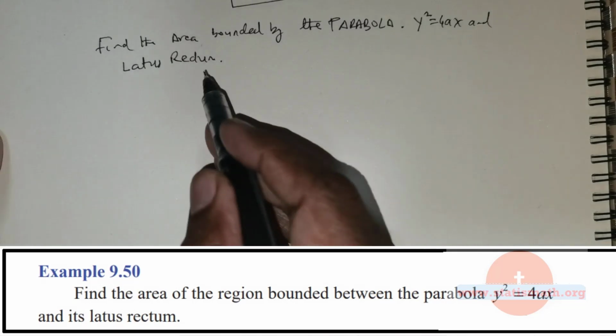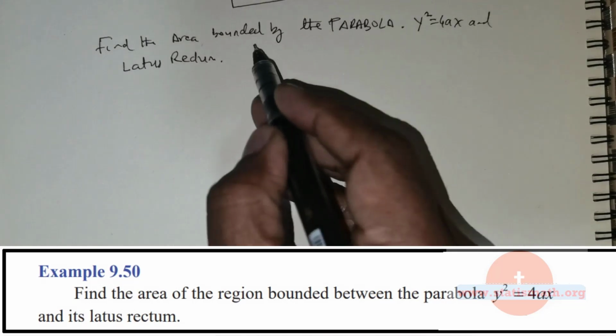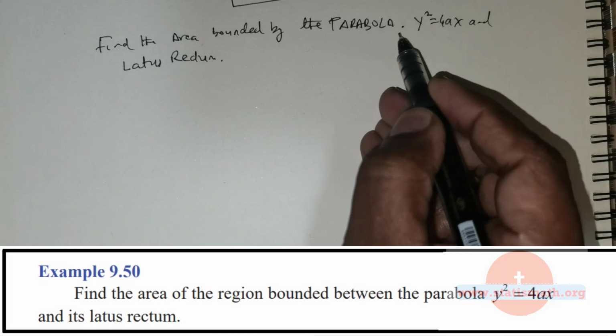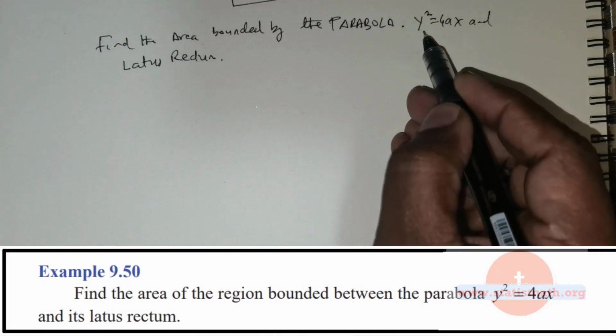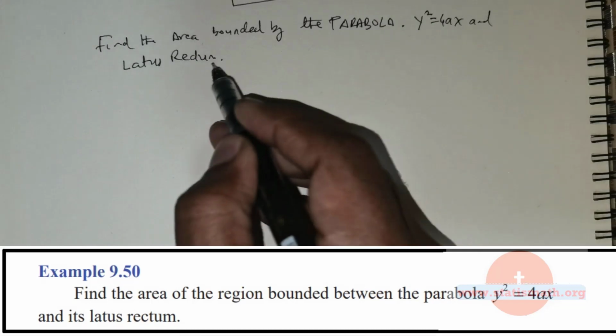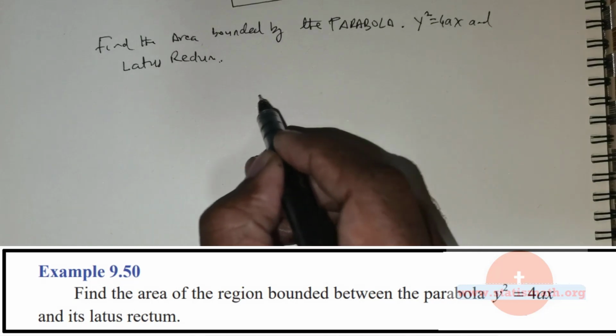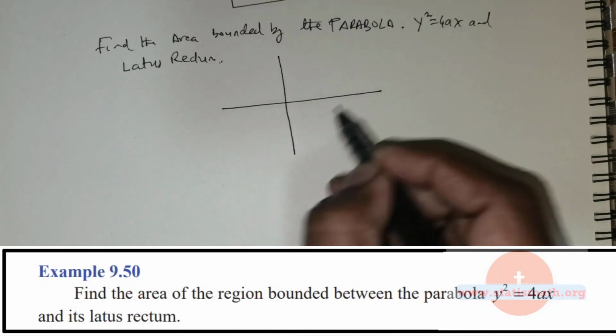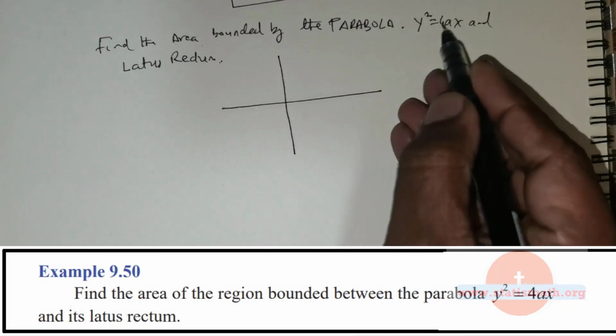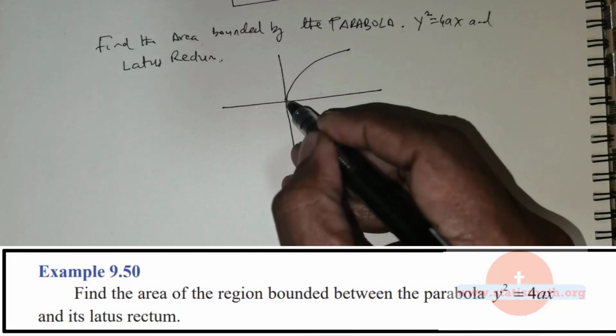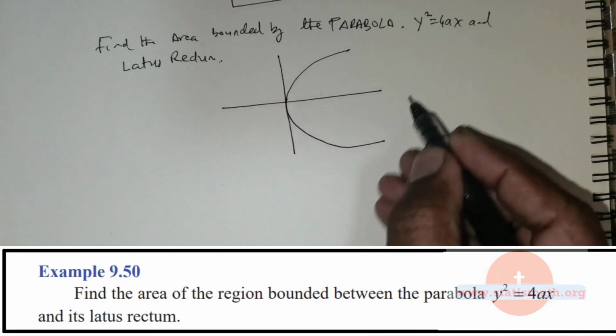Students, we got a question. We are expected to find the area bounded by the parabola y squared is equal to 4ax and the latus rectum. Now, you got to draw the parabola. Now, y squared is equal to 4ax, right? It's a C-shaped parabola. So, the parabola would be something like this.